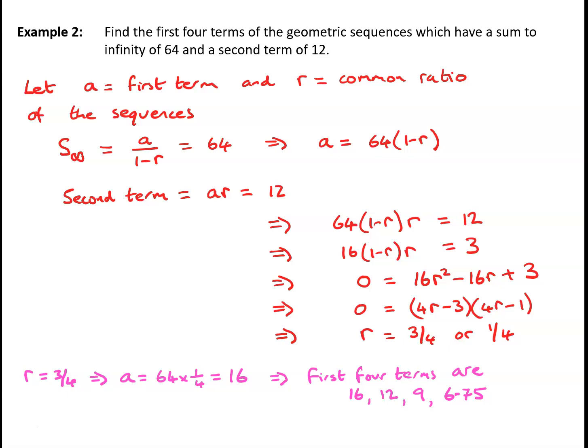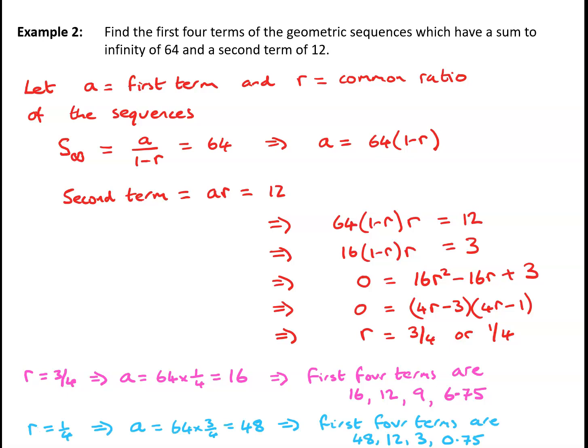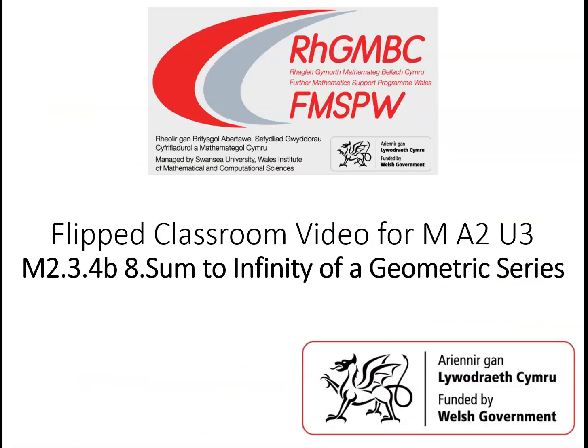On the other hand, if r equals 1/4, then a is 64 times 1 minus r, which gives me 64 times 3/4, which is 48. So the first 4 terms of the geometric sequence with a equals 48 and r equals 1/4 are going to be 48, 12, 3 and 0.75. And that concludes our look at the sum to infinity of a geometric series.